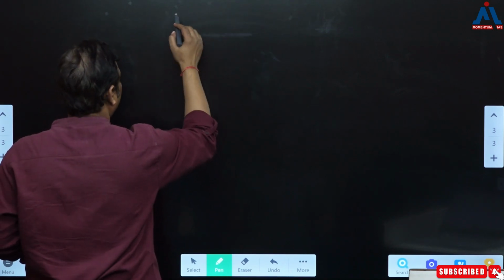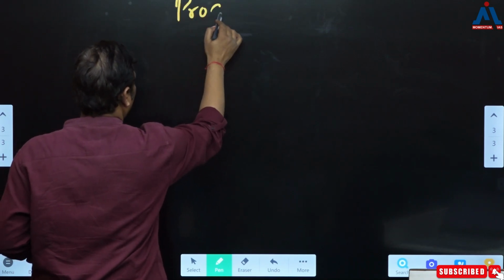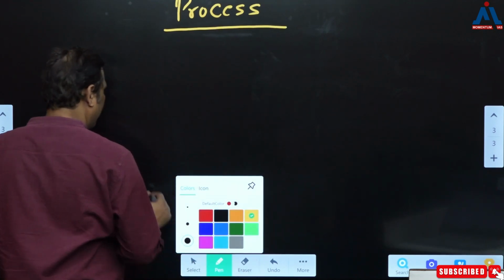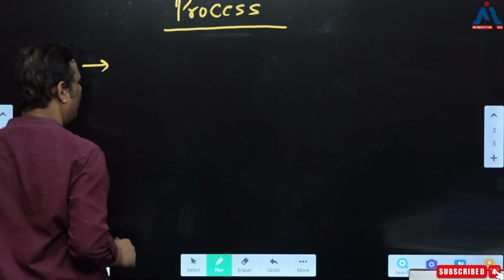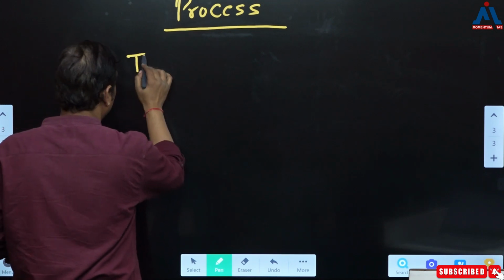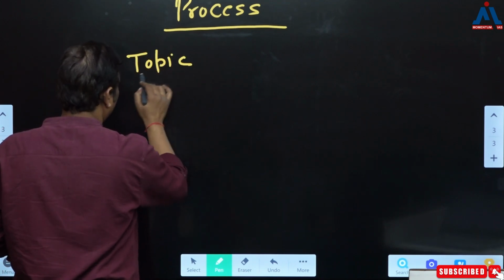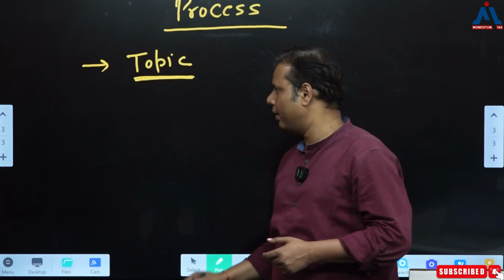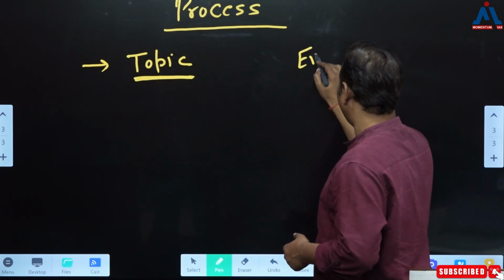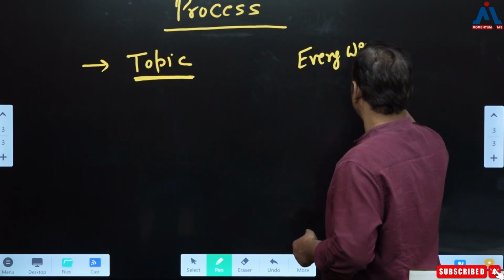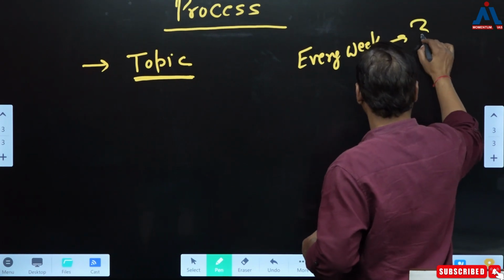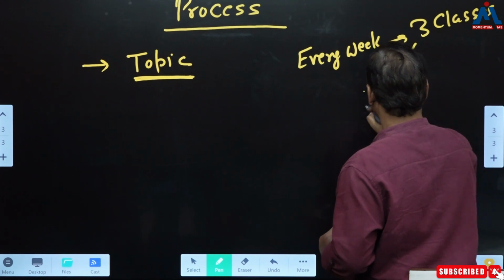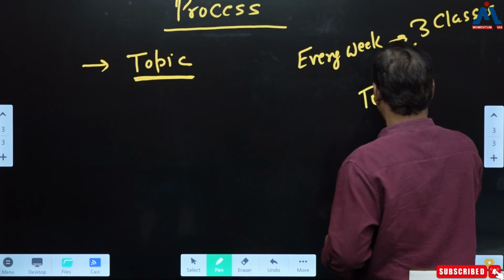in both the papers, right? So I'll say what process we are going to follow and how you can take the benefit from this particular course. The first thing we are going to do is choose one topic. Mostly what I have done is that every week there are 3 classes, and in one class I have just tried to keep just one topic.